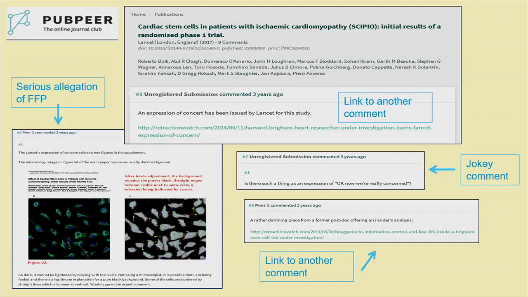This is how these comments look when you open them. If you go to PubPeer, you can put in a DOI, search for a journal, or search by an author and then see the comments that come out. These are all comments belonging to one of the articles.